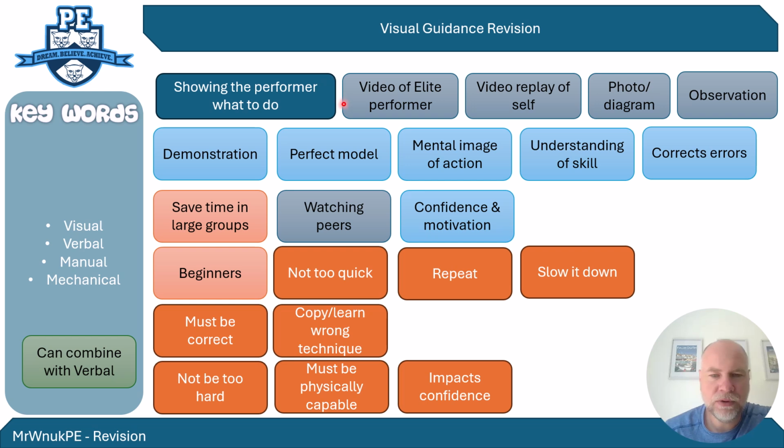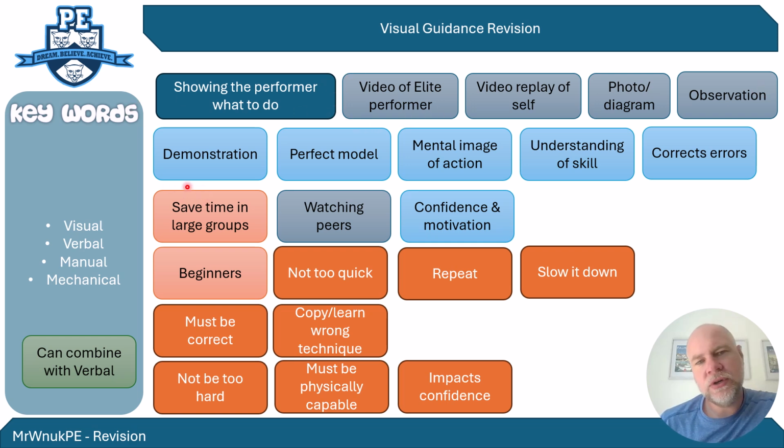So like a video of an elite performer. So someone who's better than them is always a good method of visual guidance. Might be showing a replay of the performer themselves during the performance. It could use photos, diagrams, posters, etc. Anything that can visually stimulate an individual, or it could just be observation. So you pull a student to the side and then ask them to watch someone else perform the skill. So there are sort of examples of how you would apply visual guidance.